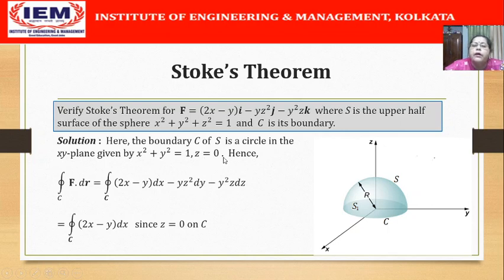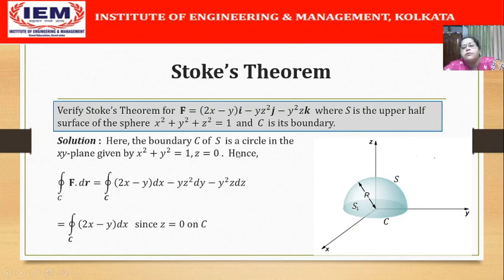Now, as we need to verify the Stokes theorem, we would like to calculate both the line integral as well as the surface integral. So let's first calculate the line integral along this circle C. So f dot dr along the circle C will be given like this, as f has the components 2x minus y, minus yz squared, minus y squared z, and dr will of course have the components dx, dy, dz. So this is our expression now for f dot dr.